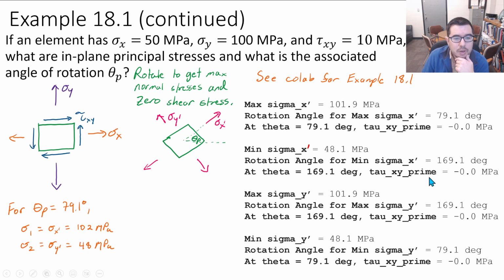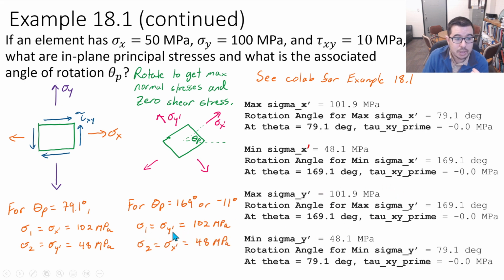If we go to 169.1 degrees, what are we seeing? We see now that sigma 1 is, if we go with the max one, equal to the sigma y prime, which is 102 megapascals. And sigma 2, the lower one, is associated with sigma x prime, the x prime direction, and that's equal to 48 megapascals, as you see here.